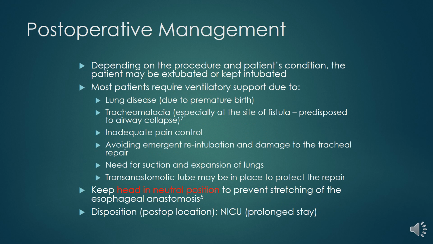Postoperative management depends on the procedures and the patient's condition, and the patient is extubated or kept intubated. Most patients may require ventilatory support due to lung disease, tracheomalacia, inadequate pain control, avoiding emergent repair, and the need for suction and expansion of the lung, and a transanastomotic tube can be placed to protect the repair. One has to keep the head in a neutral position to prevent stretching of the esophageal anastomosis, and this position could lead to a prolonged stay.